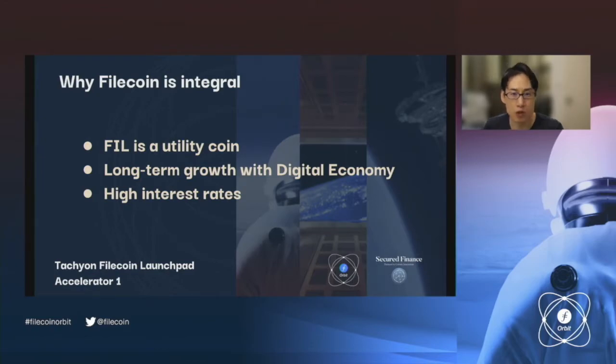Filecoin is a new asset class and it's very interesting from finance and investment point of view. First, Filecoin is a utility coin. And second, it is long-term growth with digital economy. And thirdly, it comes with really high interest rates. So from investors' point of view, it is a very attractive investment asset.